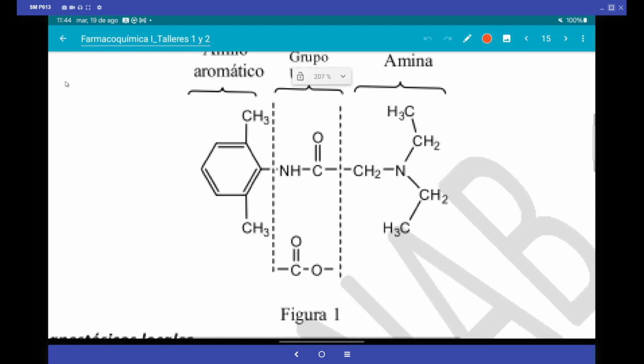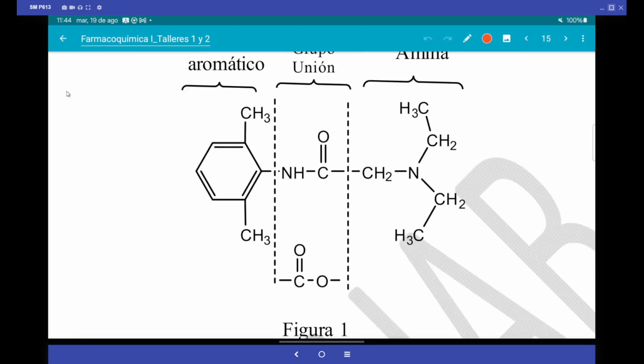Look, this molecule here, figure 1, has a structure that, in broad strokes, is an aromatic ring, a polar connector and a tertiary amine. Then the pharmacophore is an aromatic ring, a polar connector or linker, and then a tertiary amine. Not primary or secondary, tertiary it has to be. When you see that pattern, you immediately say that it is a local anesthetic. What we have there is a local anesthetic, another local anesthetic.